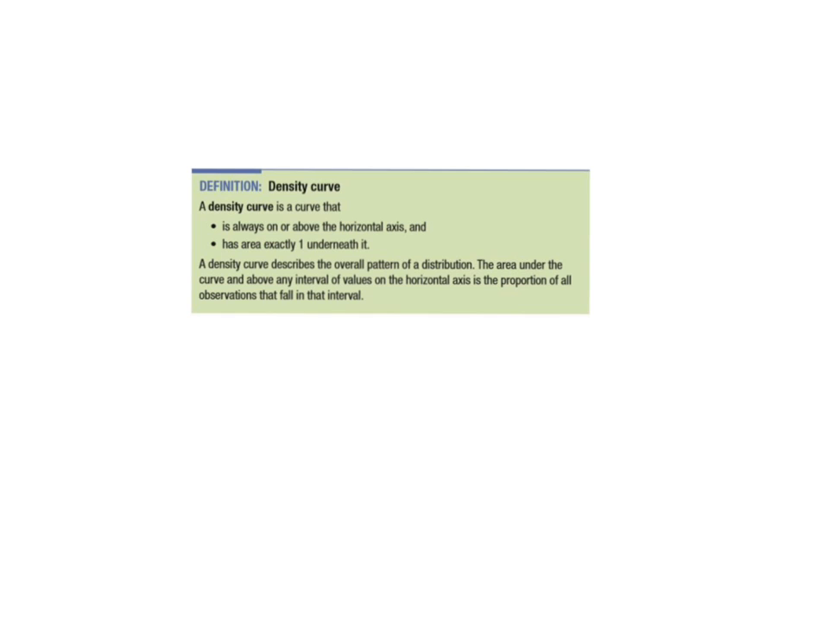A couple of things about a density curve: a density curve is always above a horizontal axis. So there's always going to be some sort of horizontal axis. The whole curve, all of it, is going to be above that axis. And the area underneath that curve will always exactly equal 1.